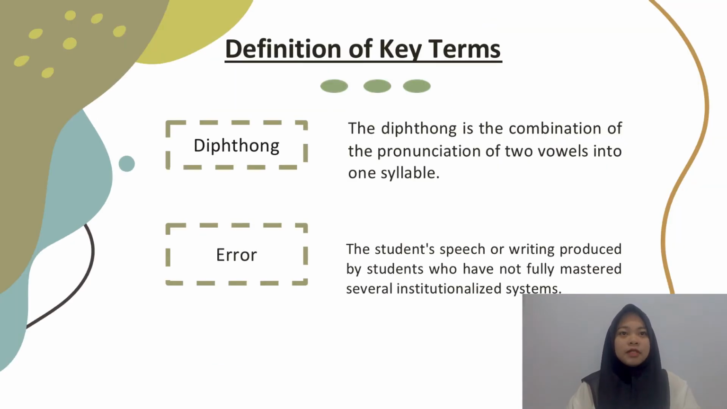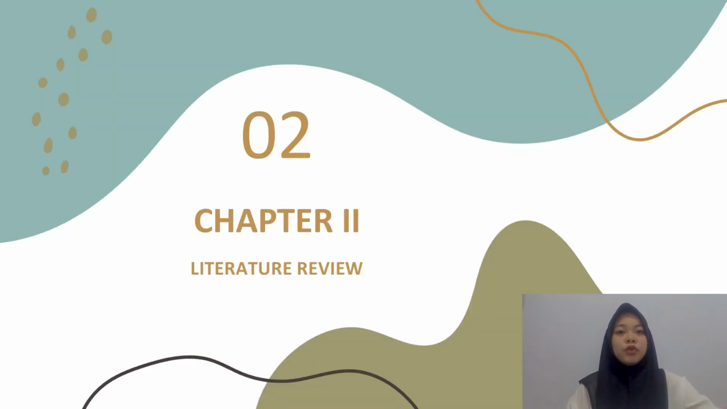Definition of key terms. Diphthong. The diphthong is the combination of the pronunciation of two vowels into one syllable. Error. The speech or writing produced by students who have not fully mastered several institutionalized systems. Chapter 2. Literature Review.